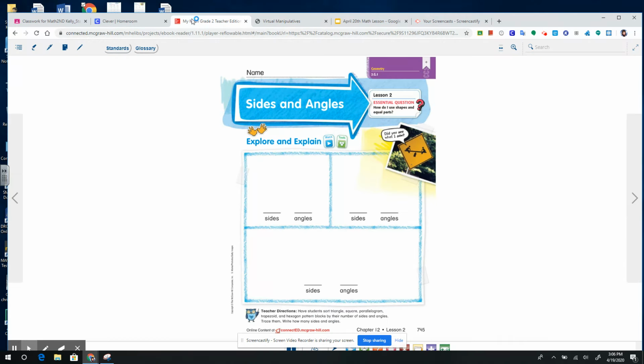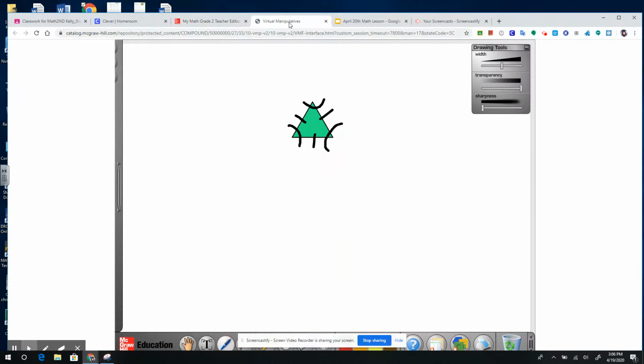So I go back to my math page. I can draw my triangle as best I can. I know that it has 3 sides like we just talked about, and I also know it has 3 angles. All right, I'm going to go back to my math manipulatives.